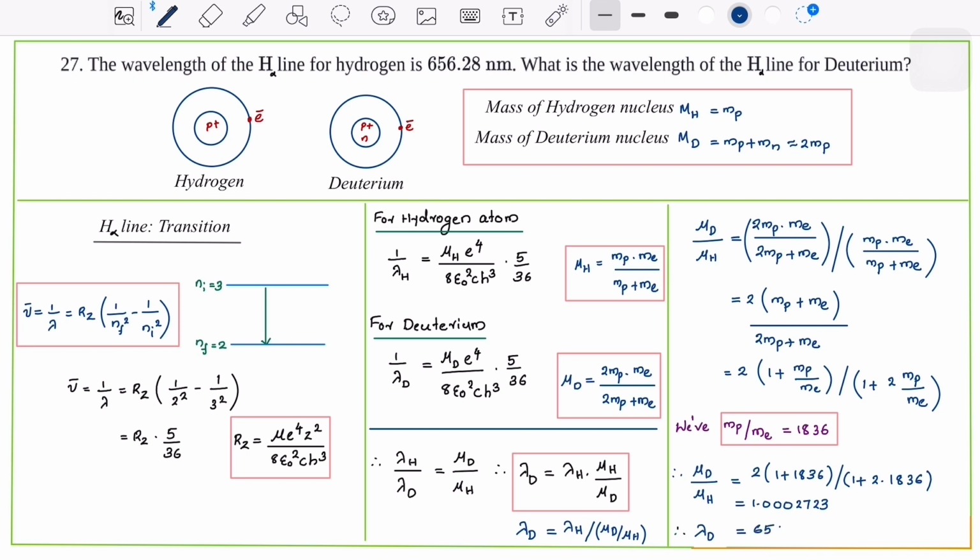Therefore, we can say λd is equal to λh divided by μd/μh. Therefore, the wavelength of H alpha line for deuterium λd is equal to λh, which is already given in the question as 656.28, divided by 1.002723, and that is equal to 656.10 nanometer.